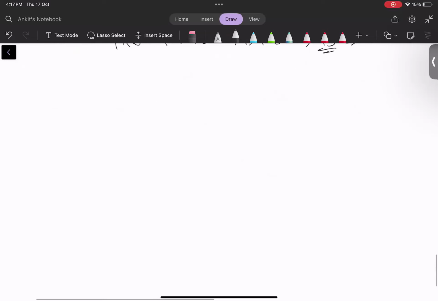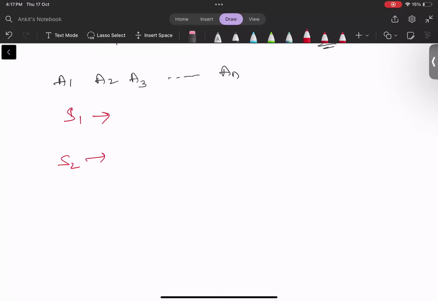Now, let's say we have the array as A1, A2, A3, and so on, up to AN. What will S1 and S2 be? What can be the values here?